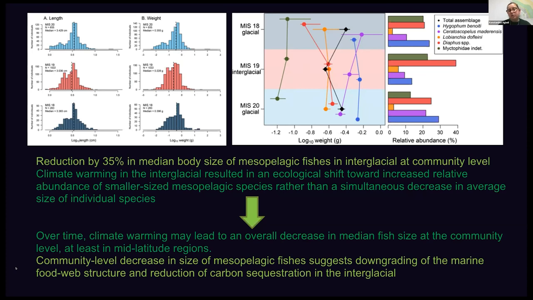But this change was at the community level, whereas the individual species showed different and often opposing patterns. So over time, we see that climate warming does reduce fish size, and this should have an impact on carbon export and sequestration. Thank you.